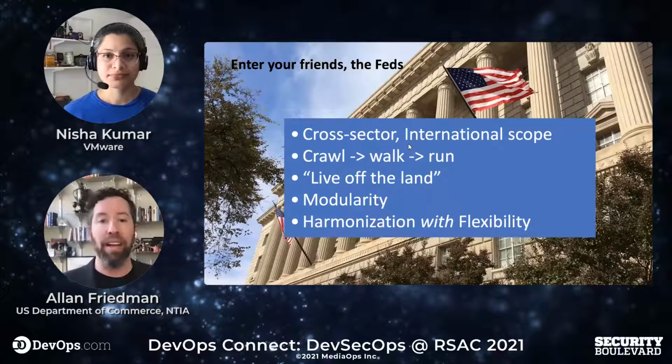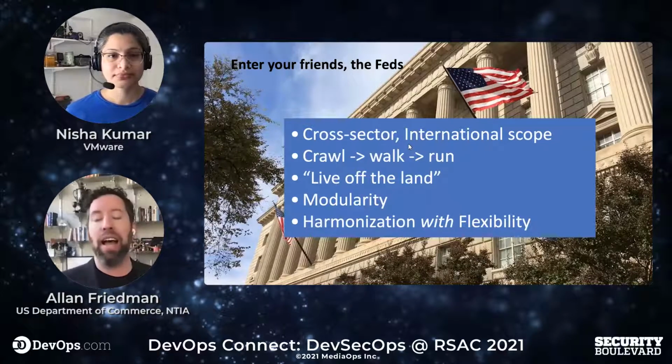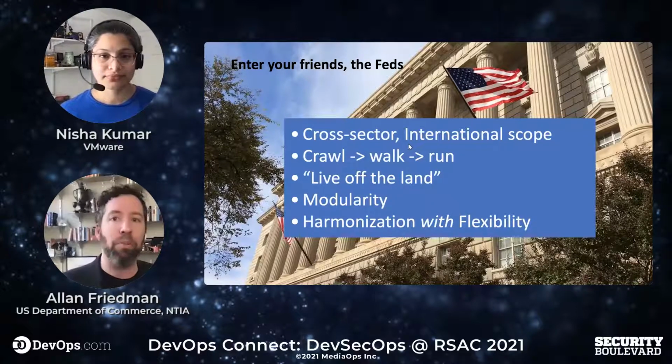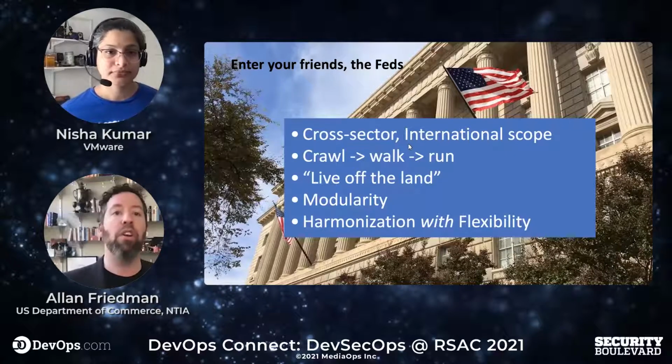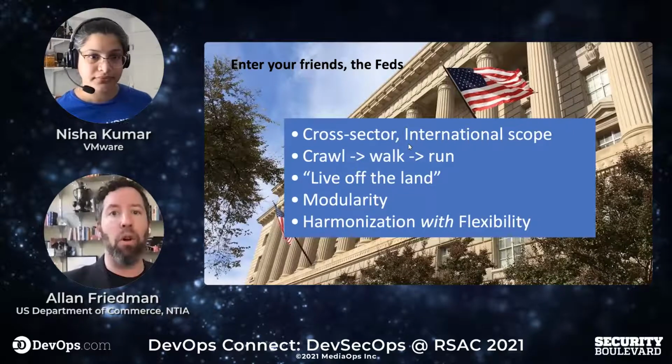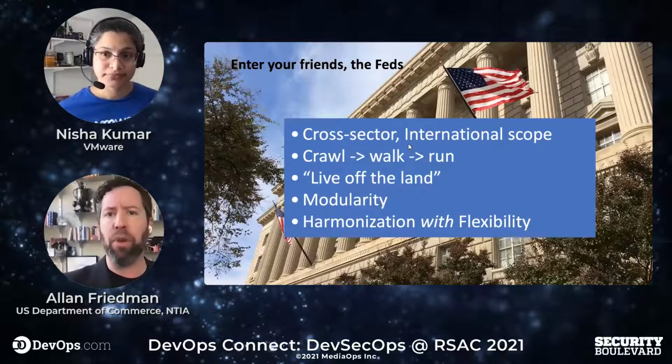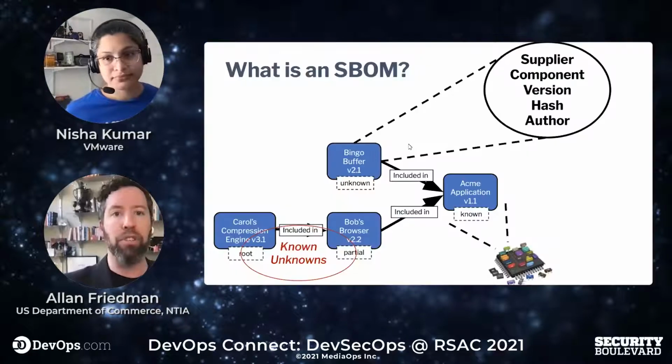And we want to harmonize these global efforts while still allowing flexibility, because different communities, both technical and different sectors, are going to have slightly different needs, regulations, requirements. We want to have the flexibility, but make sure that we're all building on the same structure, the same framework, because we're all using the same software.